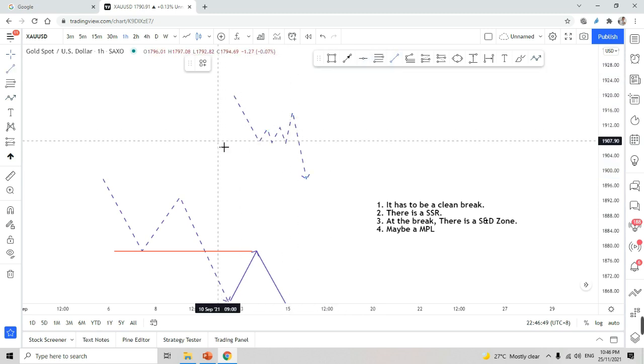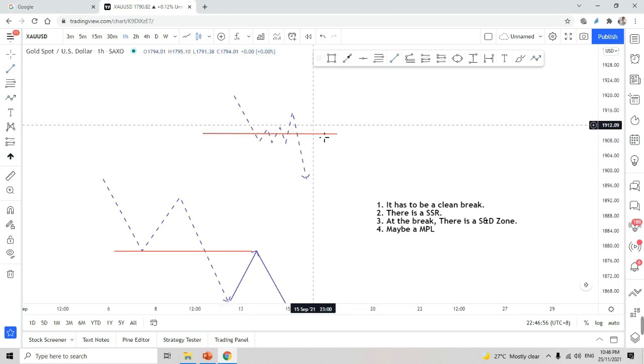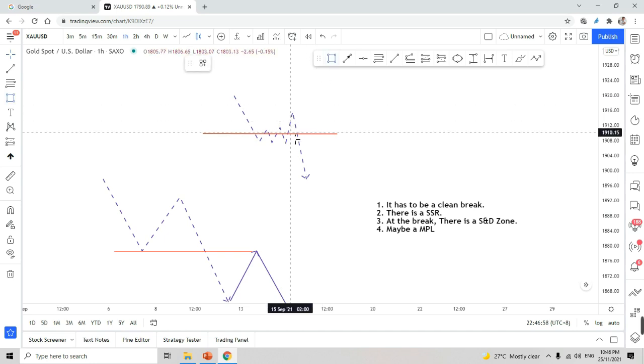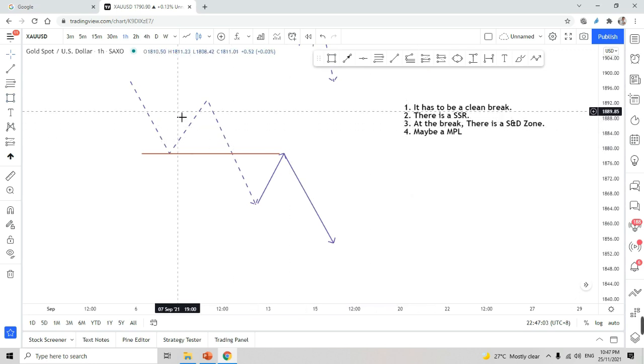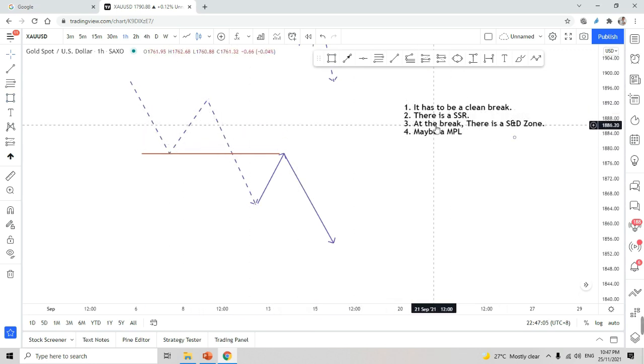So your demand zone, your support, is over here, somewhere around here. So this is also a very good entry. The entry will be somewhere around here. So this is what it means by clean break and then the zone.